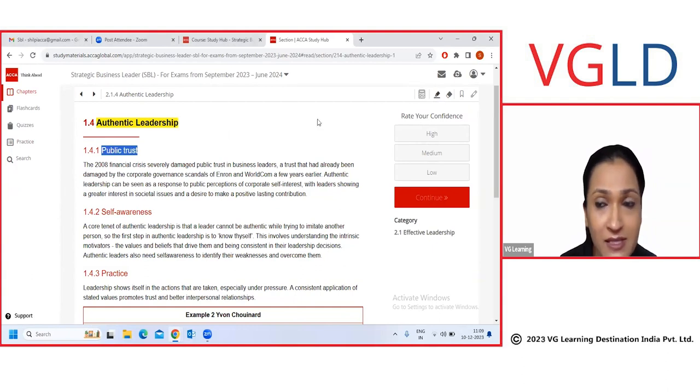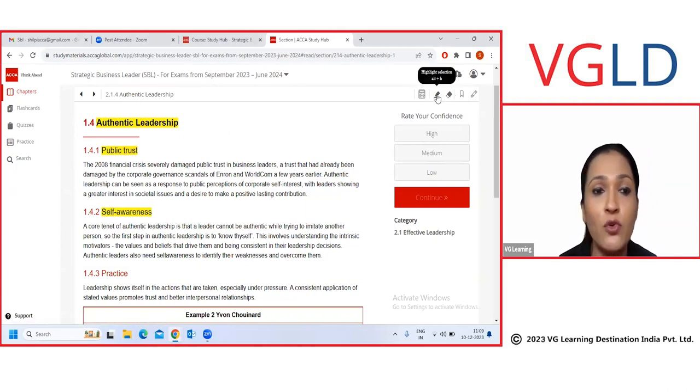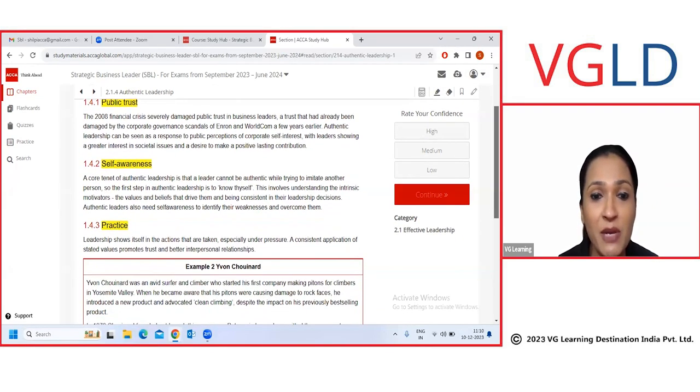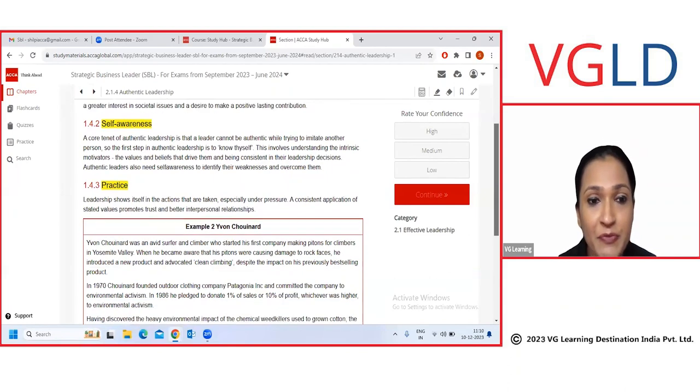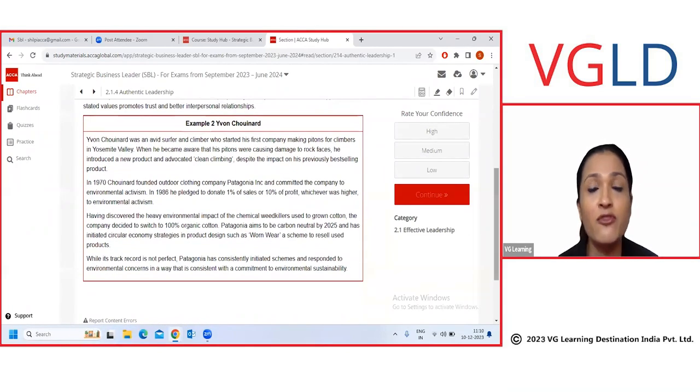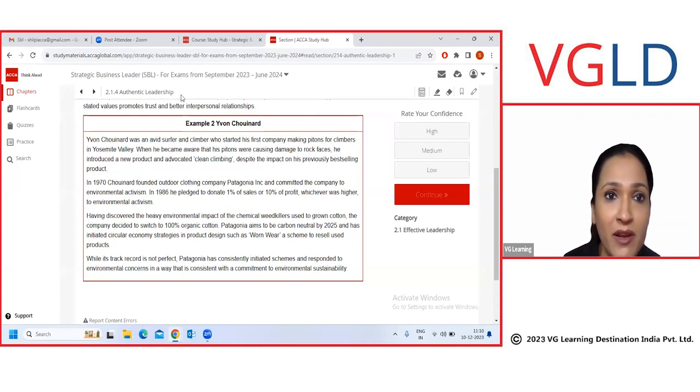There's a lot of public trust. There's a lot of self-awareness in terms of: this is exactly what I'm trying to do and this is exactly what it requires me to do. And definitely not just preaching, but a lot of practice as well, right? Quickly read through the example of Bjorn Kronrad as somebody who we can consider an authentic leader, or any other example you can think of. I can think of so many examples right now.